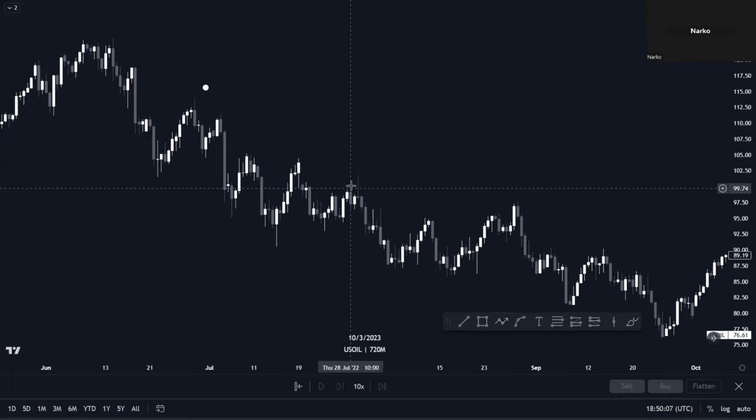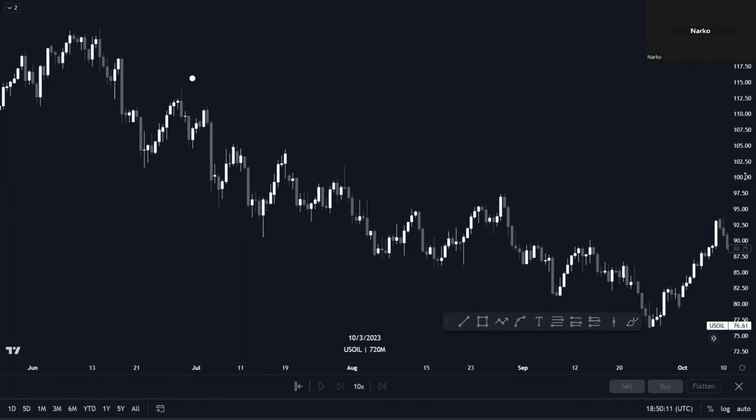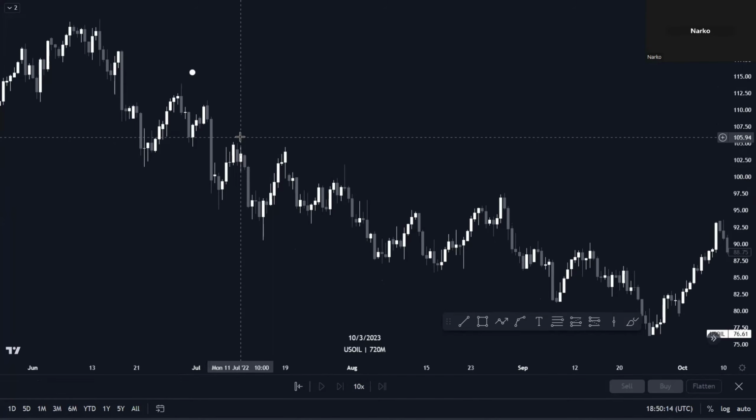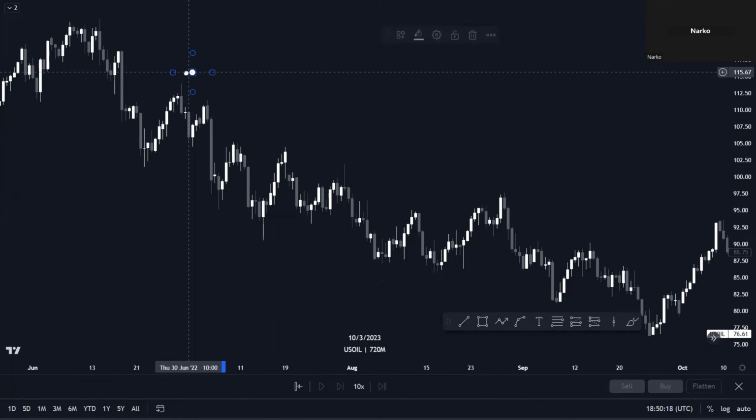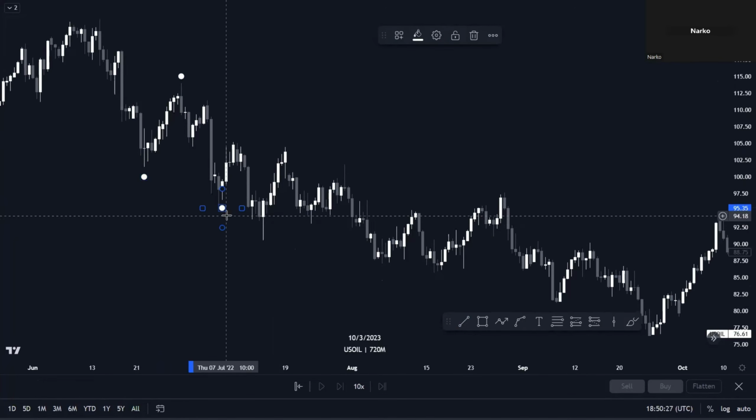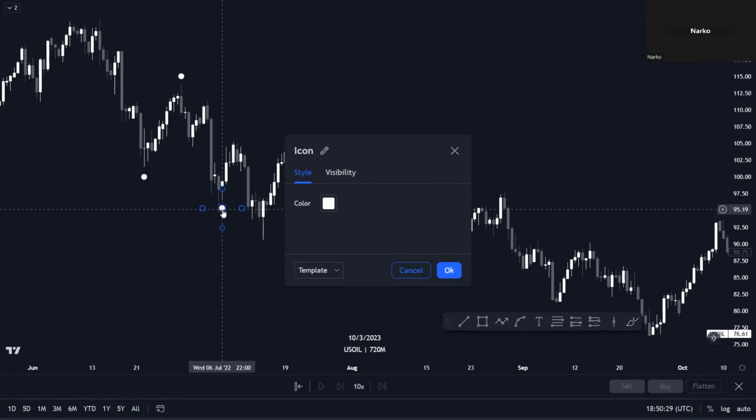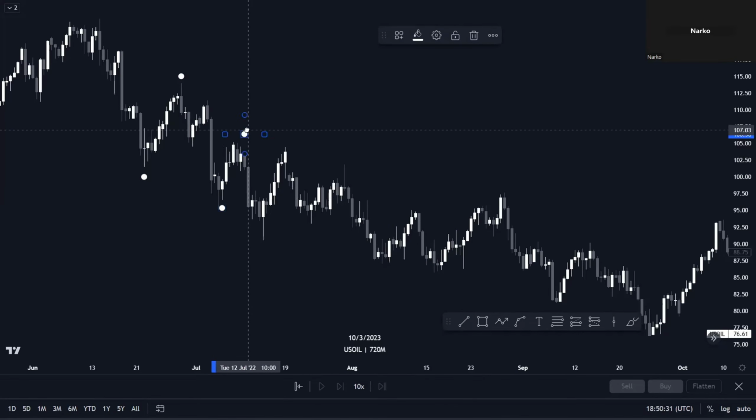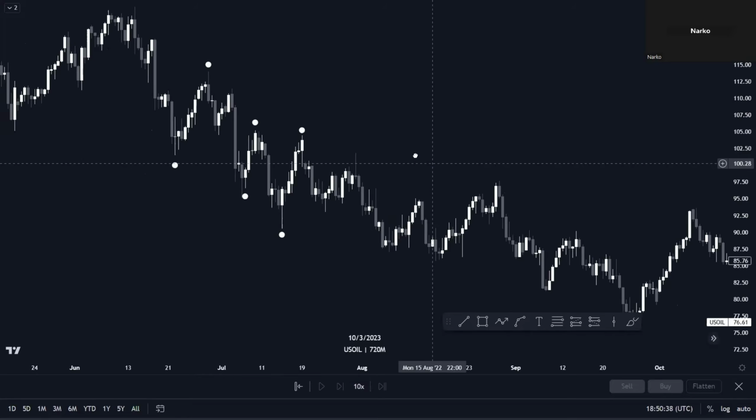So here we have US oil on the 12-hour time frame. As you can see here, US oil has been in a beautiful bearish trend whereby it's respecting our lower highs and lower lows here, creating our lower low and respecting our lower highs, and then onwards.